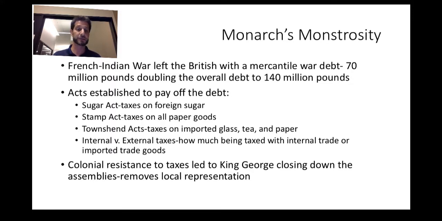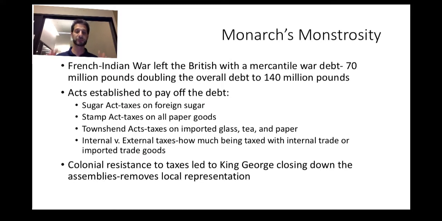It was a tax about paper goods internally within the colonies. The big complaint the colonists had was, hey, in the past you always taxed us on imports and exports, now you're taxing us internally. So at the time, the Prime Minister said, fine, we'll go with that. Let's do an external tax, and that's what the Townshend Acts were, taxes on imported glass, tea, and paper. That wasn't enough for the colonists either.